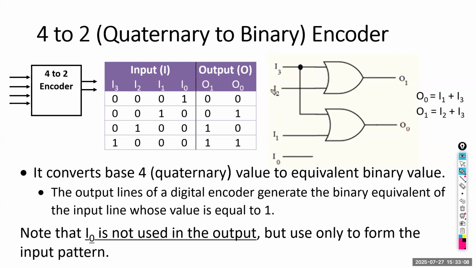So remember we have 4 inputs, I0, I1, I2, I3. Yes, we have 4 inputs. And we have 2 outputs. Yes, output 0, output 1.